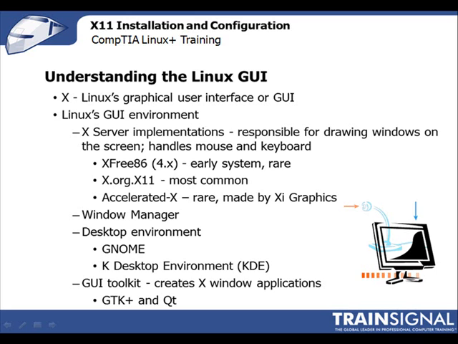The first is X86, which is an early system that isn't used much today. You may find it on systems that need an old or odd driver support. The next is X.org.X11, which is probably the one that most users will have. Now it is based on X86, but it differs in configuration file naming and default font locations. The last type is Accelerated X, which was made by Graphics. Now you probably won't run into this one very much either, but if you're having trouble with a particular video driver, it's one that you can give a try.